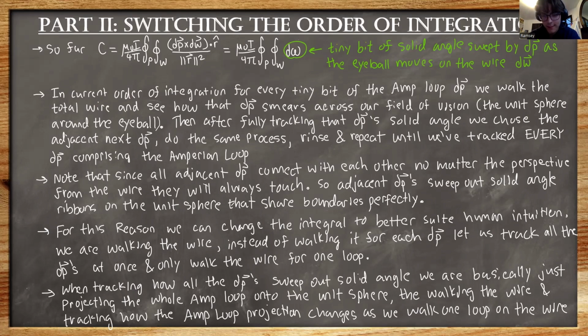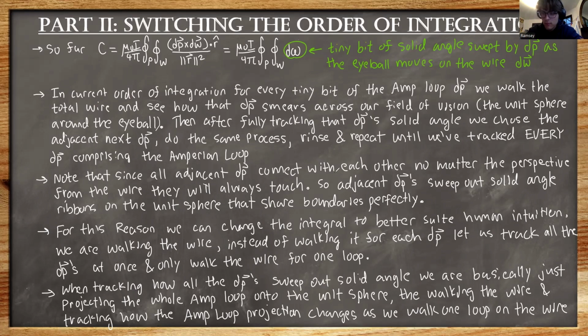Yeah. So basically what we're doing now by switching the bounds of the integral, we're just projecting the entire amp loop path onto the unit sphere for every step we take. So take a step on the wire, draw the projection of the amp loop path on your unit sphere that you're carrying around with you. Like, okay, it looks this big now. Take a step. Oh, okay, it looks this big now, right? And track how the amp loop projection changes as you walk that full loop on the wire.